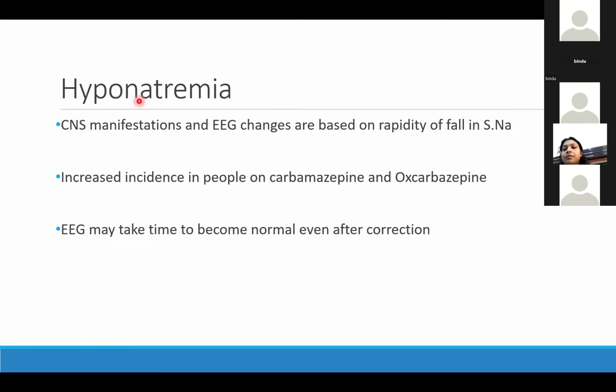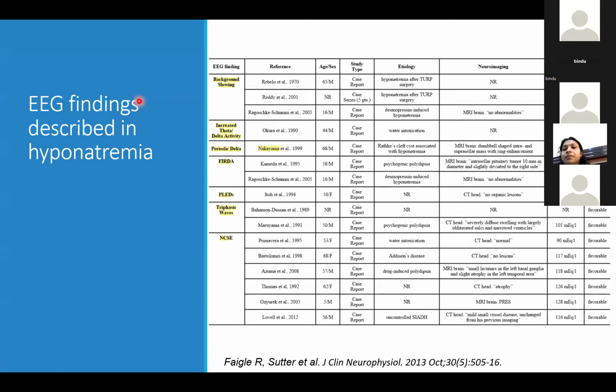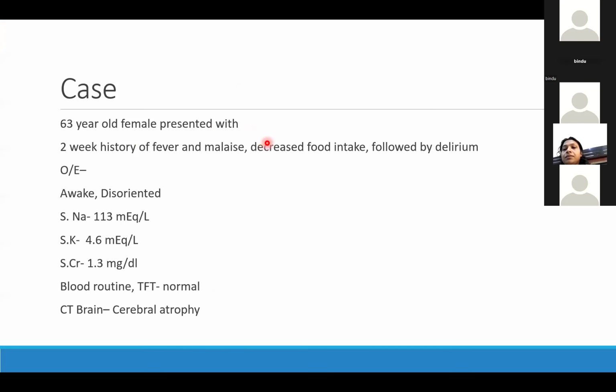Coming to hyponatremia, CNS manifestations and EEG changes in hyponatremia are based on the rapidity of fall in serum sodium. It is seen with increased incidence in people who are already on carbamazepine and oxcarbazepine. And even after correction of hyponatremia, EEG may take time to become normal. And these are the EEG findings described in hyponatremia according to Fagel et al. Findings like background slowing, increased theta or delta activity, FIRDA, periodic lateralized epileptiform discharges, triphasic waves, and NCSE have been reported in cases of hyponatremia.